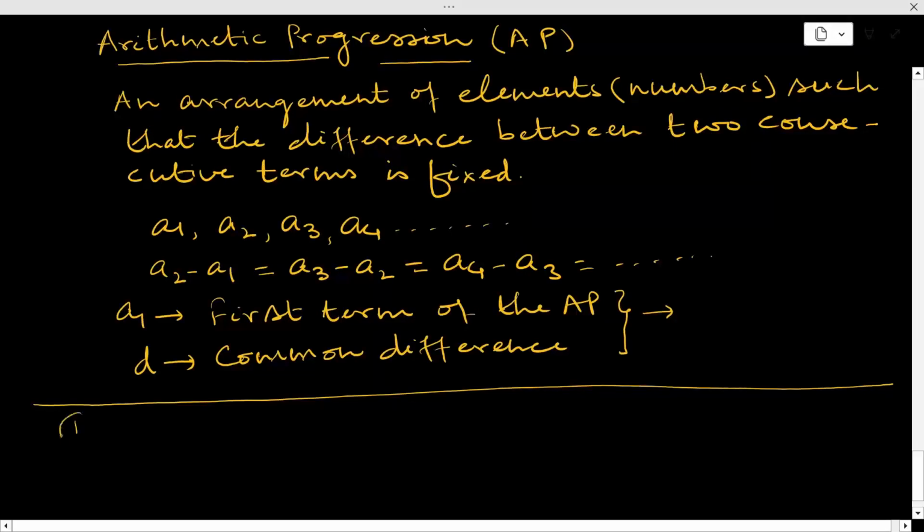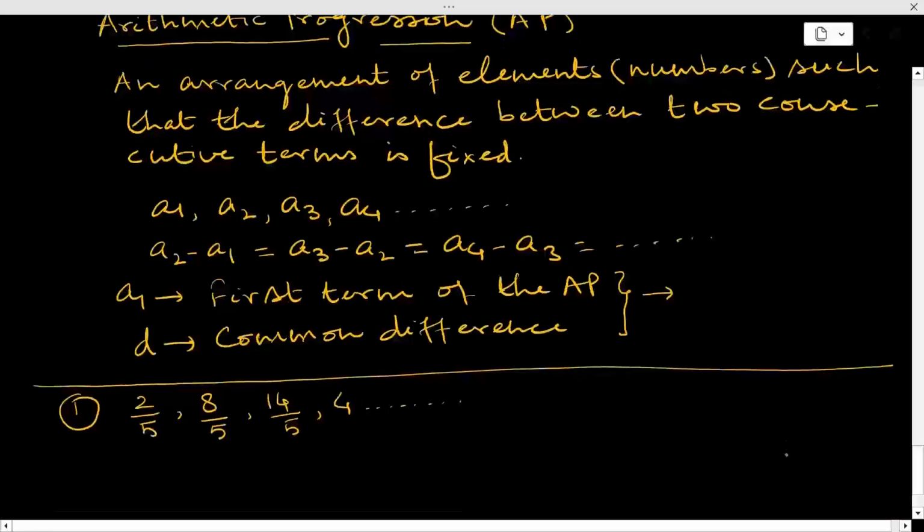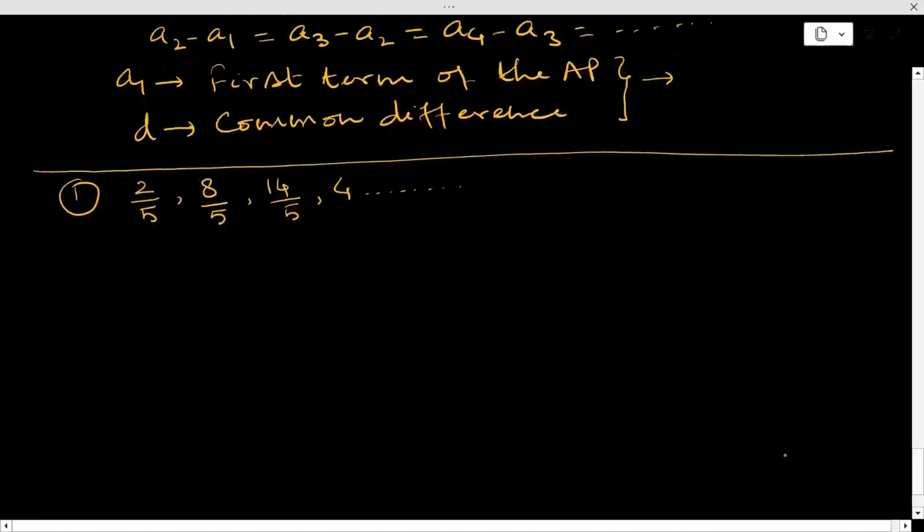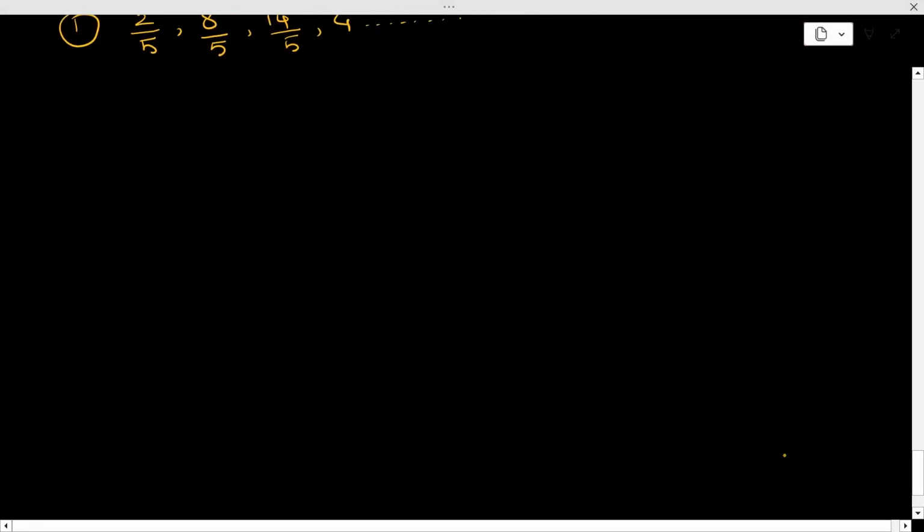So let us begin with our first example. We are given 2 upon 5, 8 upon 5, 14 upon 5, 4, and so on. What we have to do is check whether this arrangement is an AP or not. In order to check this, you have to find the differences between two consecutive terms.